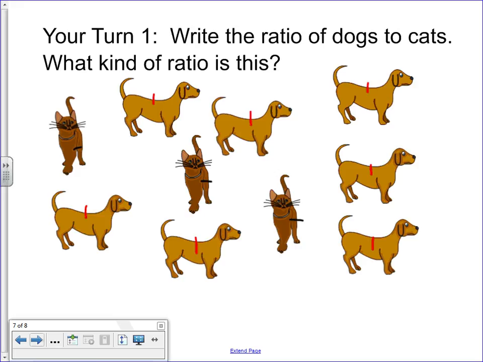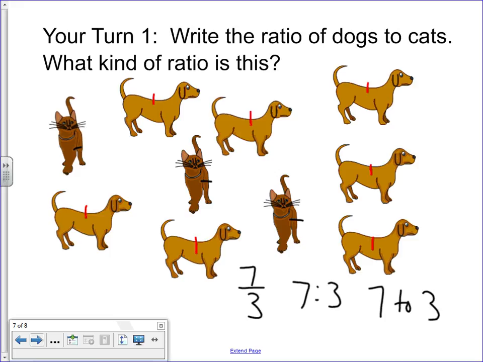So if I was going to write this as a ratio using a fraction, it would be 7 over 3, because there's 7 dogs and 3 cats. If I was going to write it using a colon, it'd be 7 colon 3. And then lastly, we're going to write it with words. Now, we're comparing dogs to cats. So using words, we would say 7 to 3.